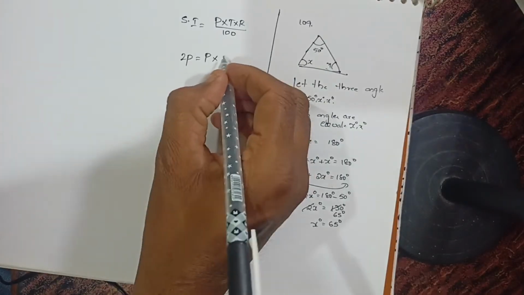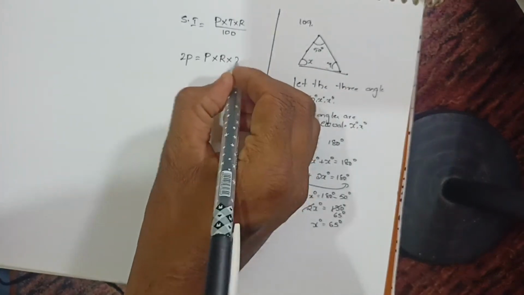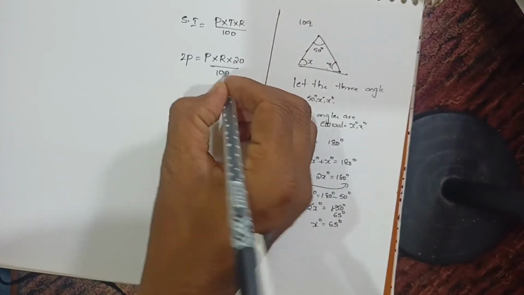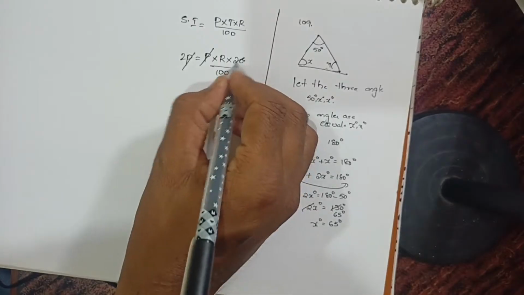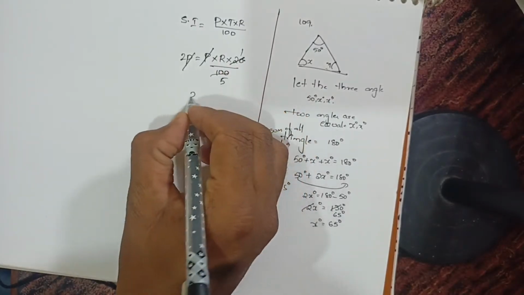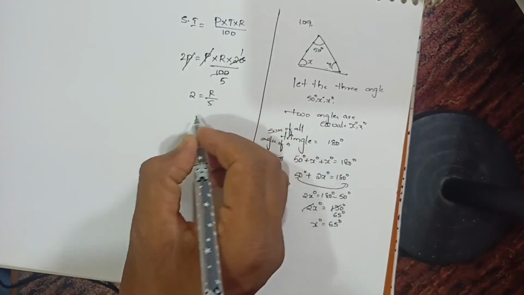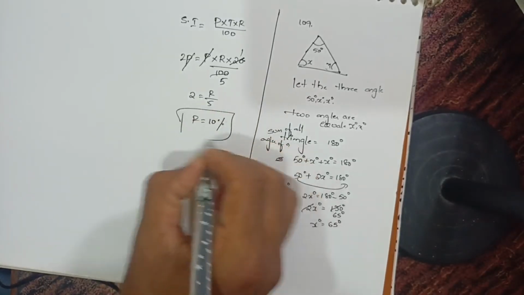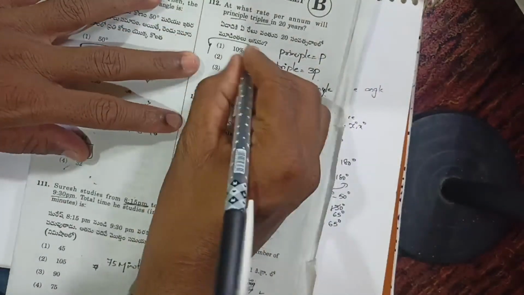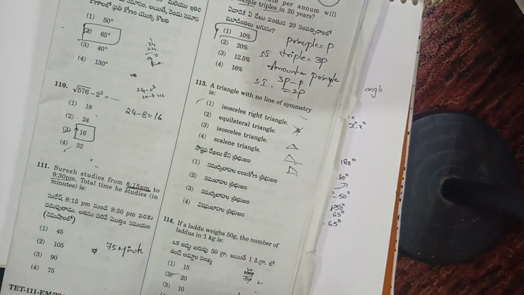Time is given as 20, divided by 100. So P and P get cancelled here. 20 ones are 20, 5 twenties are 100. So 2 is equal to R by 5. So R becomes 5 times 2, which is 10. So the rate of interest will be 10%. You can see the rate of interest becomes 10%.